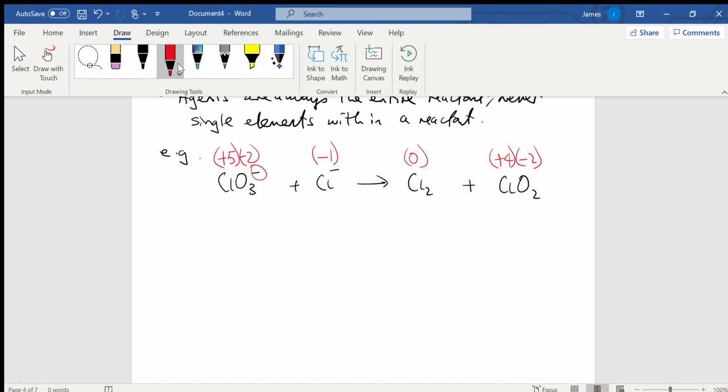Okay, so I'm going to write what I call, well, not just what I call, what people call half equations. So half equations. Half equations have nothing to do with half or 50%. It just means look at every chemical individually as a reactant and a product.